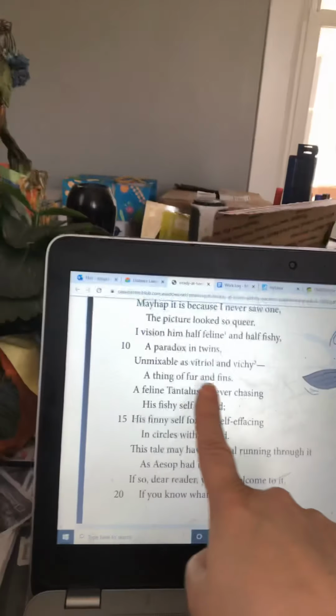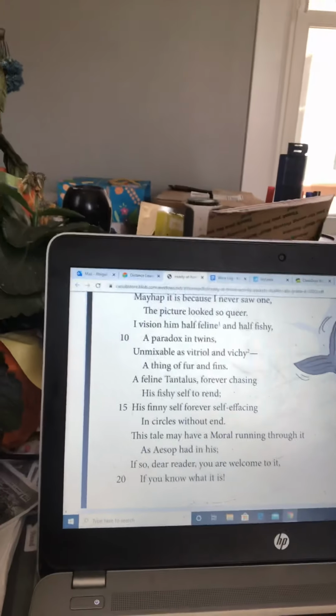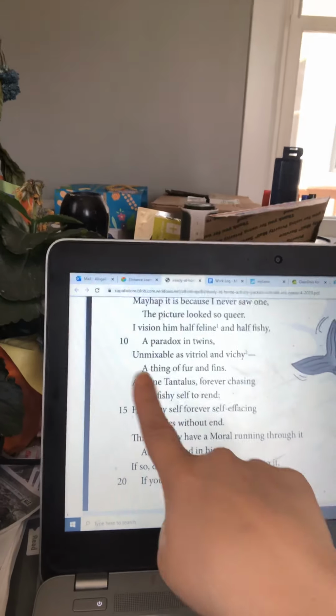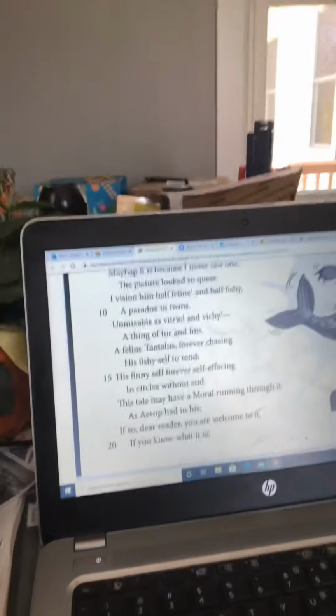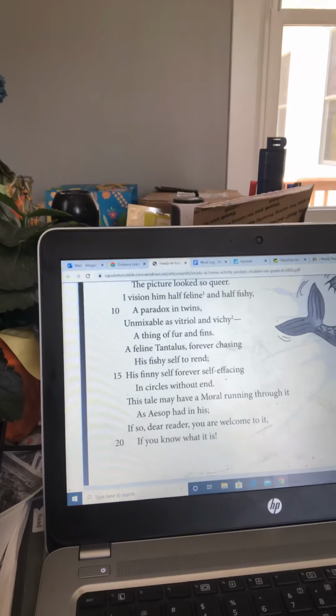And then there's one other thing, line 12. A thing of fur and fins. Cat fur, fish fins. So, furry and finny. All right, so underline those three things, and that tells us how they imagine the catfish to look. And we can already move on to page 38. Okay.